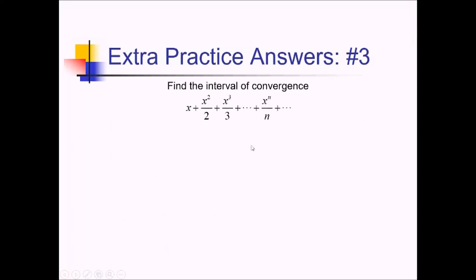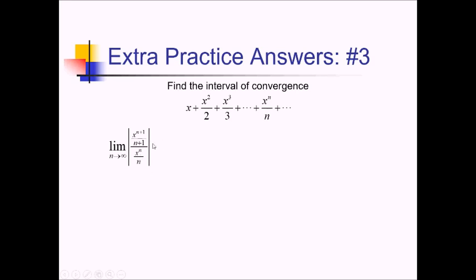To find the interval of convergence on this series, first we look to see if it's a geometric series. It's not, so we need to use the ratio test. So I have the limit as n approaches infinity of the absolute value of the n plus 1th term, which is x^(n+1) over n plus 1, divided by the nth term, which is just this x^n over n stuff they have there, the general term.